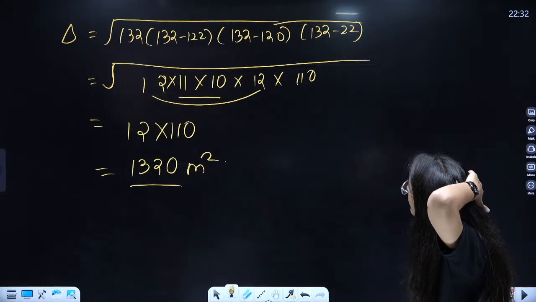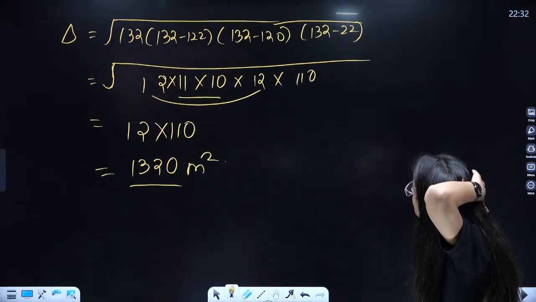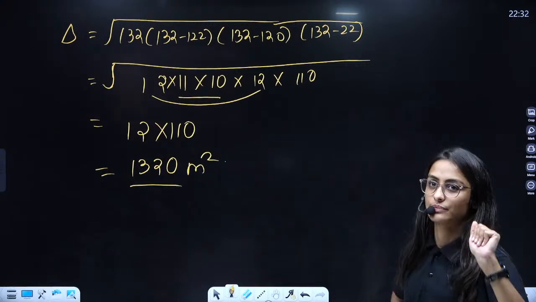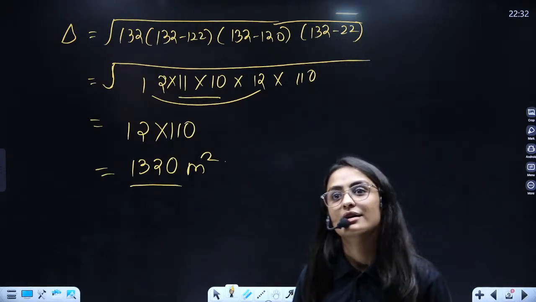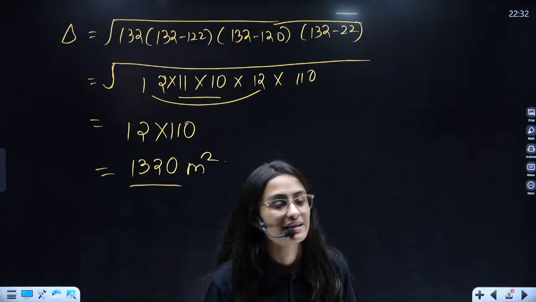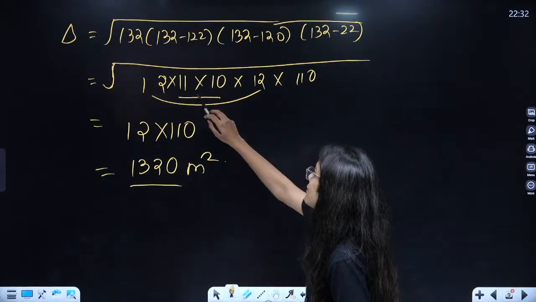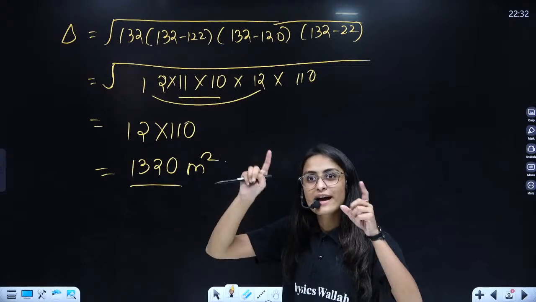Where do we have 12 and 10? It's 10. So that's why beta, 11 into 10, 110. So that's why I have written.